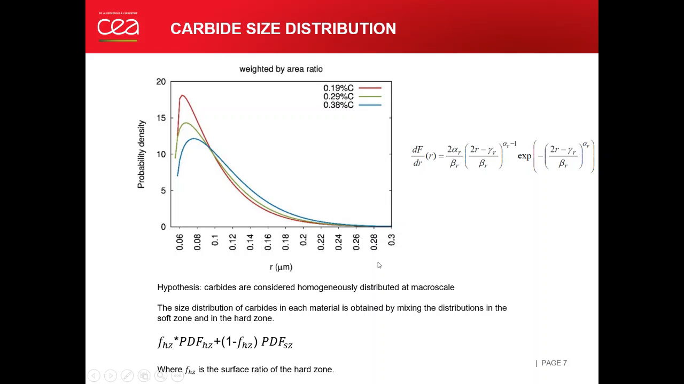For the current study, we made the hypothesis that the cleavage fracture could initiate from any carbide in these materials, so the distribution of carbide size in each material is obtained by mixing the distribution in the softer zone and in the hard zone according to their surface ratio as presented by this function. And finally, we get a single distribution for each material. We can say for the 0.38% material, we have more large size carbides, and for the 0.19% material, we have fewer large size carbides.